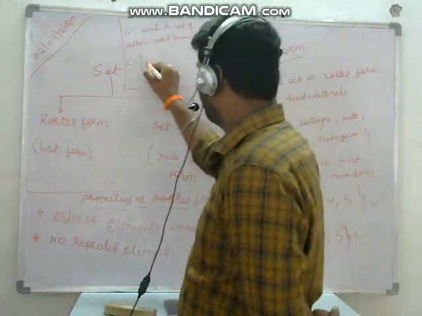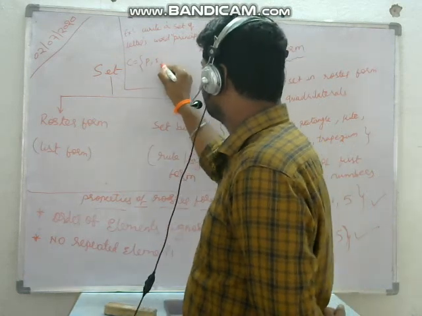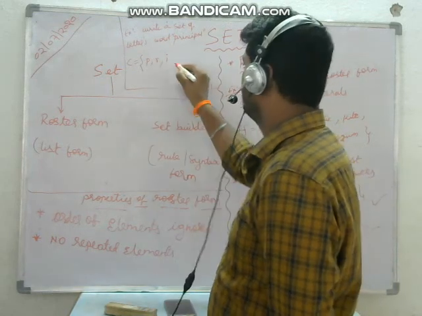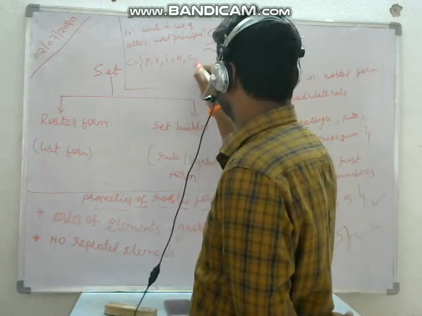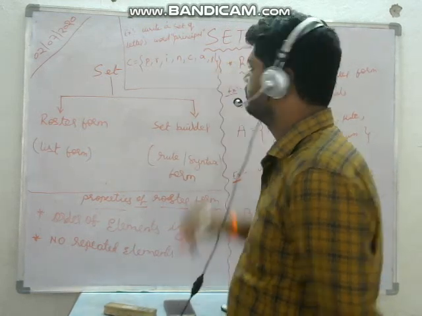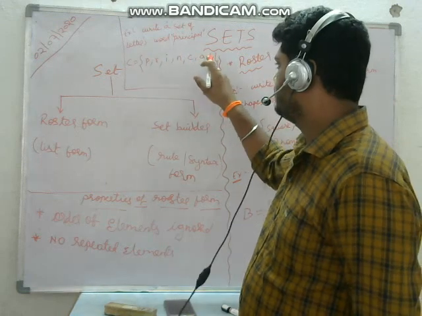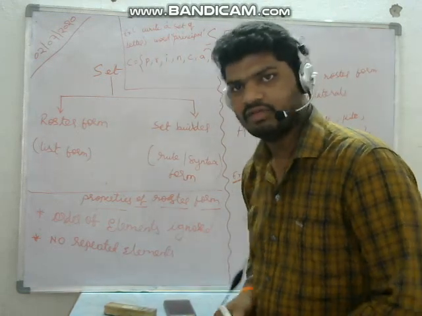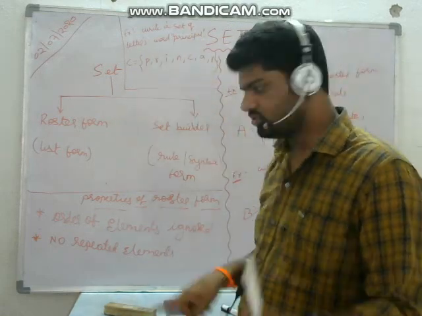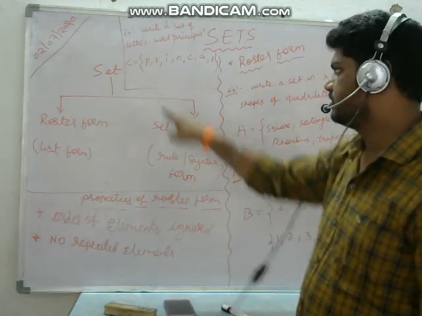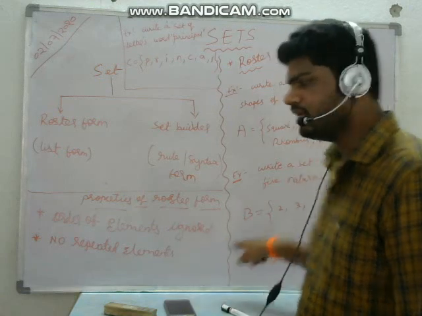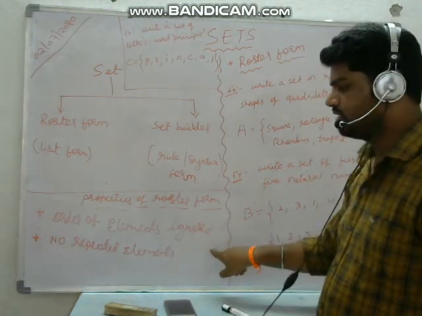How many letters are there? P is one letter, comma. R is one letter, comma. I is one letter. I is repeated 2 times. We have to write only once. I, N, C, P already repeated. A, L. P, R, I, N, C, A, L are the letters of the word principal. Here P is repeated, then also we need to write only once, so that is the reason. No repeated elements. Order is ignored and repetition of elements are not allowed in the roster form. These are the properties of roster form.